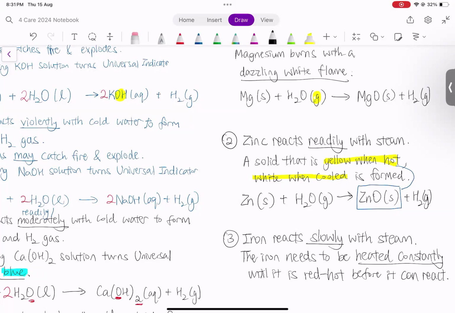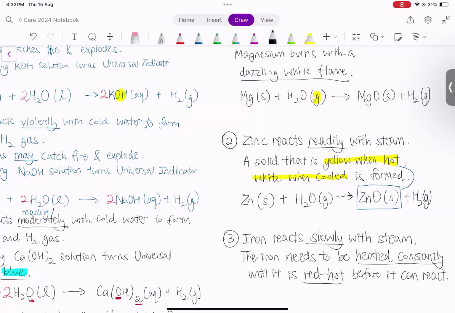Zinc can react readily with steam on its own. The zinc doesn't need to be torched, heated before reaction. For iron, you actually need to heat it before the reaction can happen. And the heating is constant. You cannot stop the heating. Besides that, the heating must be quite intense until it's red hot. Red hot means that it's glowing red, the metal. If something is glowing red, right, this means that it's really quite hot.